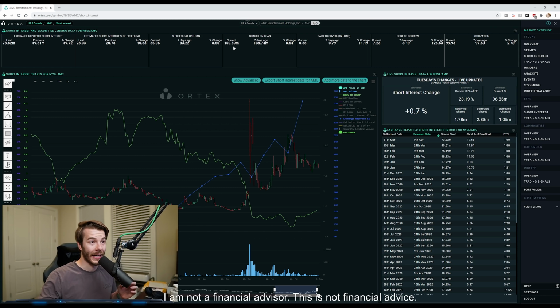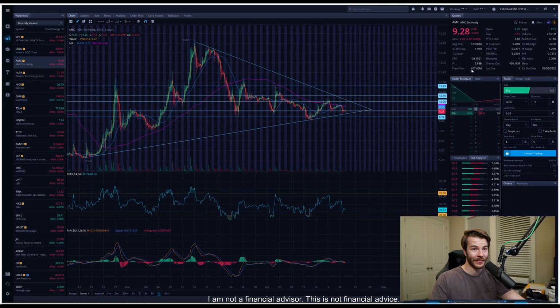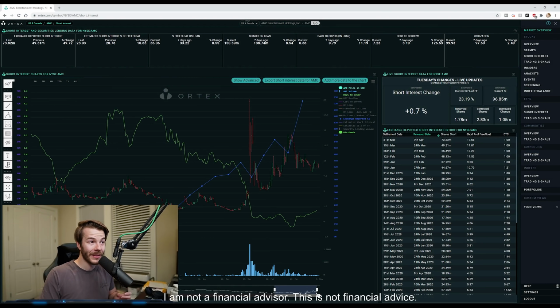So the other thing I really want to highlight is the fact that there's 150.59 million shares on loan, which is insane. That is a lot of shares. And if we take a look over here within Webull, our current free float is 417.66 million shares. So our short position is more than a third of what our current free float is. That is insane, guys. This is all-time high short interest for AMC.